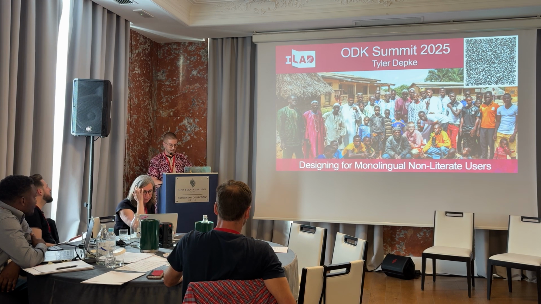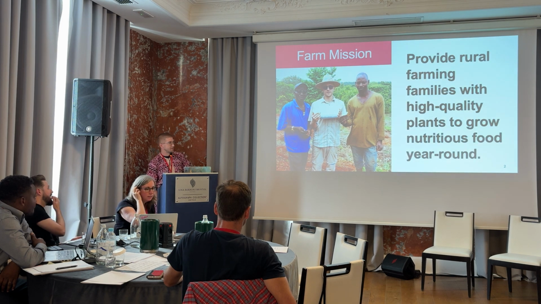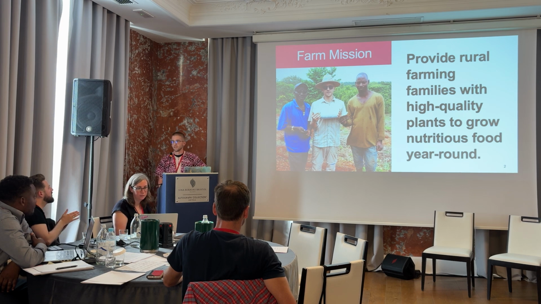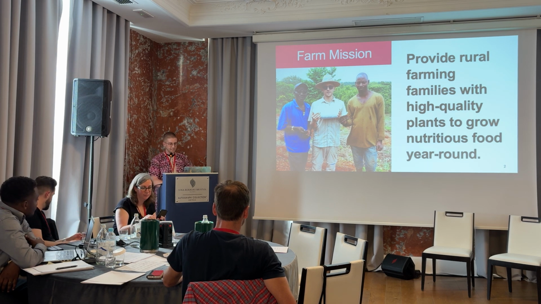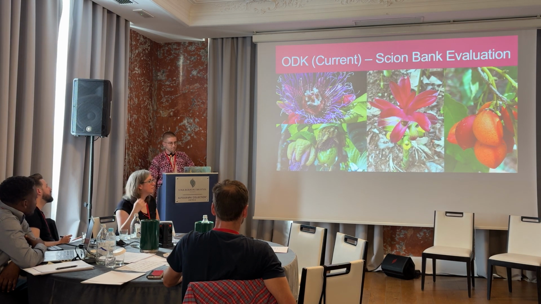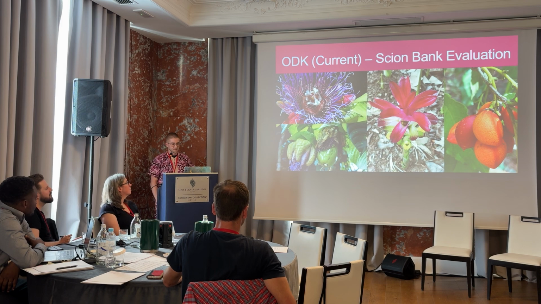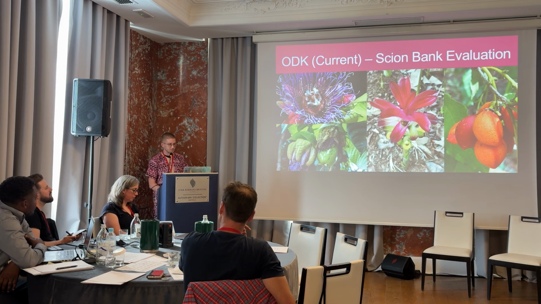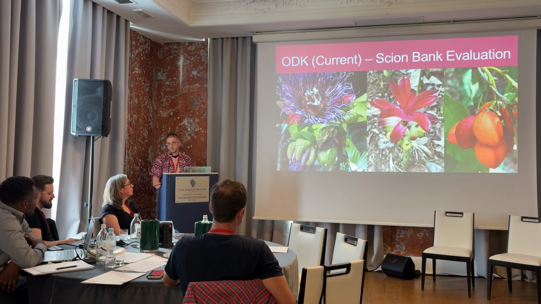multilingual context. So back in 2017, I started a farm in rural Guinea, and the mission of that farm is to provide rural farming families with high-quality plants to grow nutritious food year-round. From the literature, it seems like a lot of rural farmers lack access to high-quality propagation materials. So we imported over 100 unique species of plants. We have over 60 unique tree species and nearly 400 named varieties of different plants.